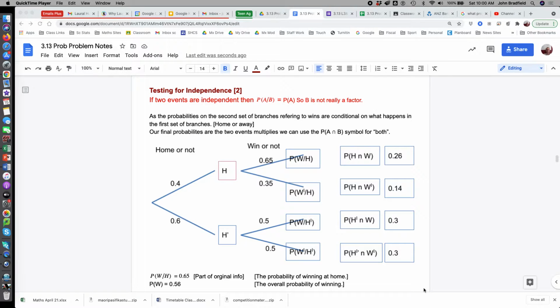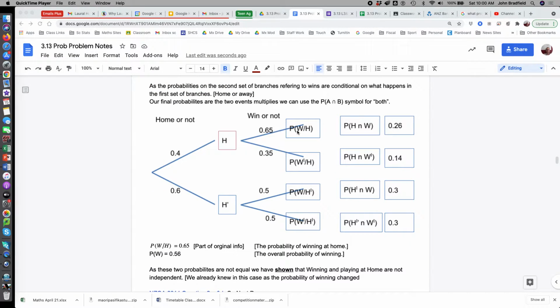Independence, it's the same probability tree as the last one, but I've actually added a bit of notation. So here we've got the conditional notation. When home or not at home is the first branch, winning or losing is the second branch, but we've changed it here. We've given this as actually a conditional probability. That 0.65 is the probability, not that they win overall, it's the probability they win given that it's a home game. So we can write it as a conditional probability.